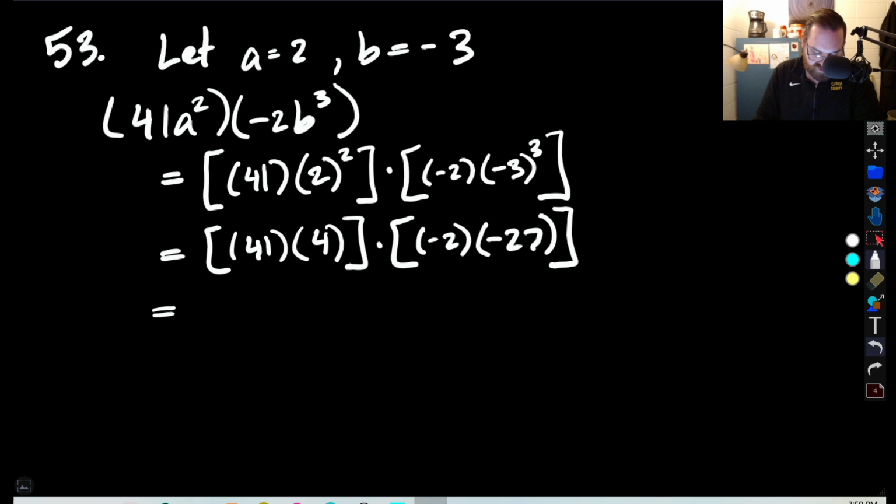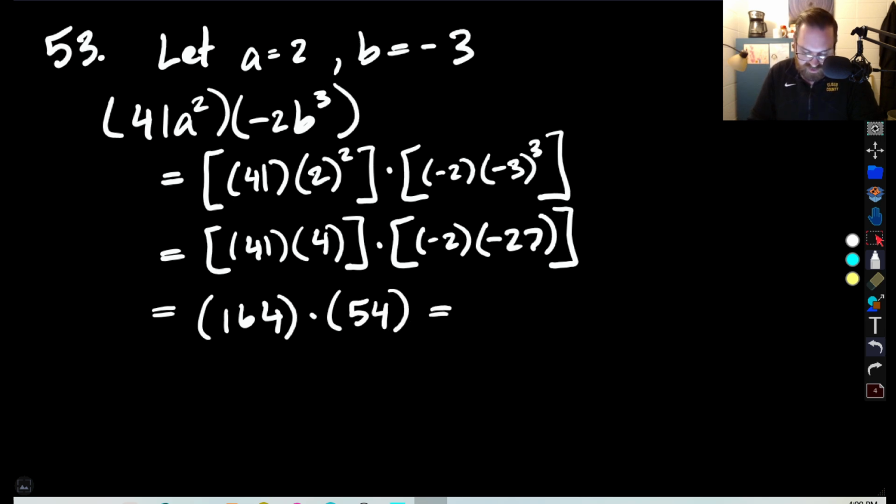So now, as a result, you can kind of see we're going to get some rather large numbers here. And I'm going to change these actually to circular brackets. 41 times 4 is the same as 164. And we're going to multiply by a negative 2 times a negative 27, which is a positive 54 right here. And when you do the multiplication, you're going to get 8,856. Okay, rather large number going on with this problem.